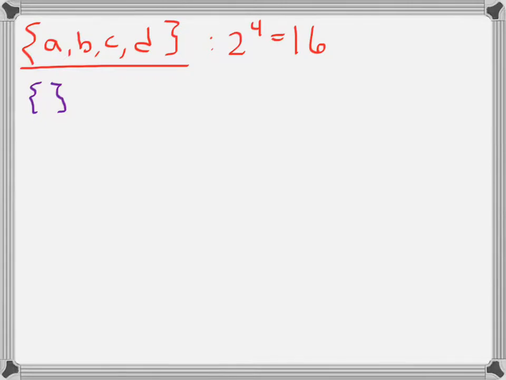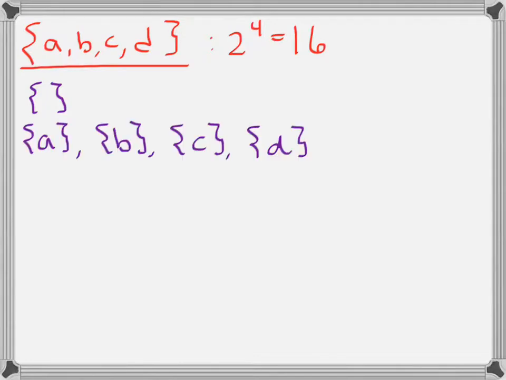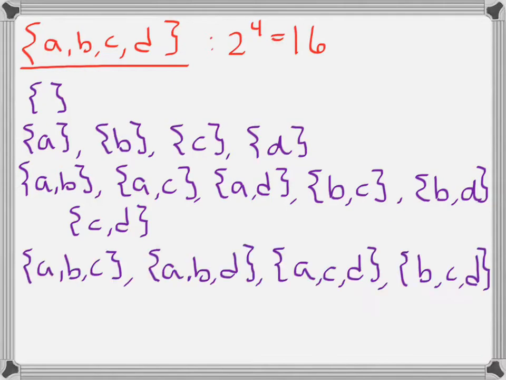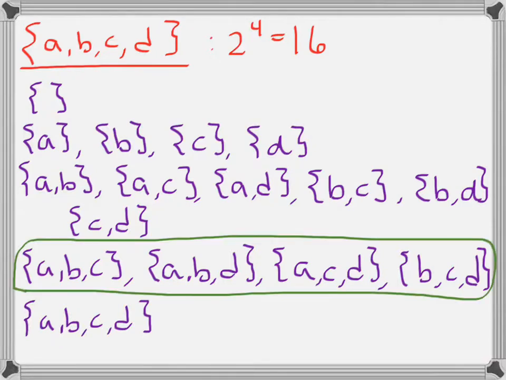Going back to this idea of all the subsets versus sets with cardinality 3, we can actually list them out because we know that there are going to be 16 subsets. We have the empty set with cardinality 0. We have 4 sets with cardinality 1. We have 6 sets with cardinality 2. We have 4 sets with cardinality 3. And we have 1 set with cardinality 4. We are looking for the sets with cardinality 3.